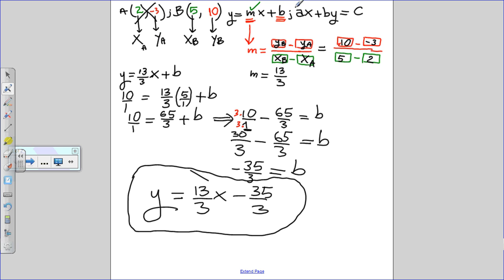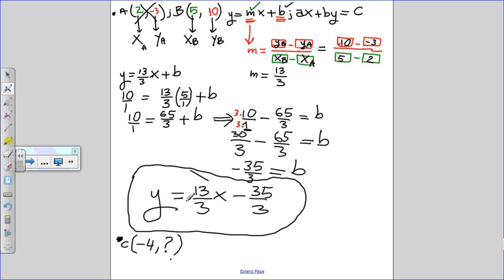I can go back now. We can go back and just say that our equation of the line is y equals 13 thirds of x, and instead of b, we're just going to substitute negative 35 thirds. And there you have it. The equation of the line is y equals 13 thirds of x minus 35 over 3. And so there we go. We already solved what b is.